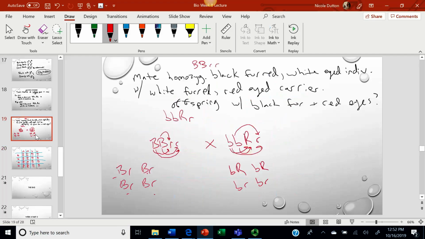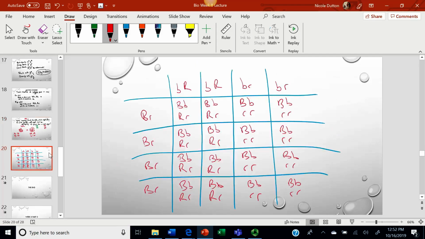Now our question was, what is the probability of offspring with black fur and red eyes? Now we have to look at all of our offspring. If you look at all of our offspring, all of them have black fur. So that makes it a little bit easier. We can just focus on the ones that have red eyes. These here have red eyes. So if we look at these and we kind of circle them, these have black fur, red eyes, so 50% probability. And we will be doing another example of dihybrid crosses once we get to the lab period.